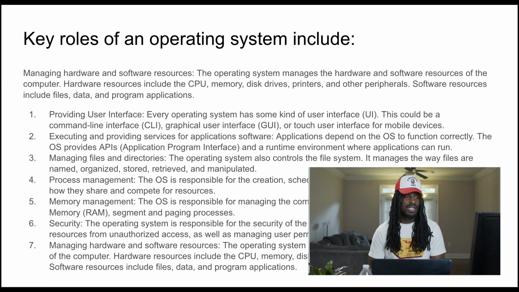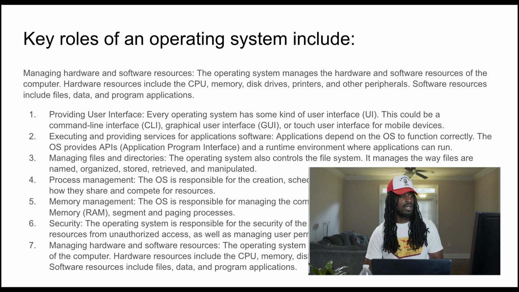Managing files and directories. The operating system also controls the file system and manages the way files are named, organized, stored, retrieved, and manipulated. We'll talk a little bit more about file systems as we go through here. Process management. The operating system is responsible for creating, scheduling, and terminating processes, and manages how they share and compete for resources. On the Windows operating system, if you open up the task manager, you can right click the Windows button, and then you'll see the task manager option. When you look in your task manager, you'll be able to see all the processes that are running on your computer, how much resources they're taking up, and so on and so forth, as well as different things that are running in the background.